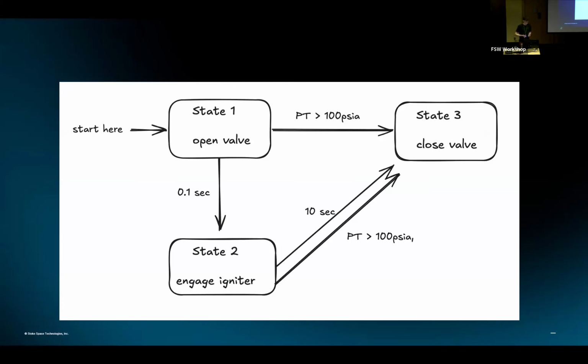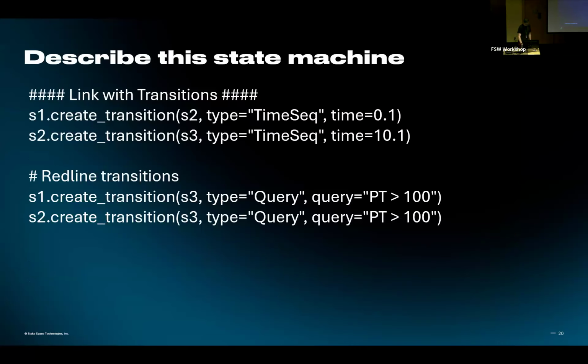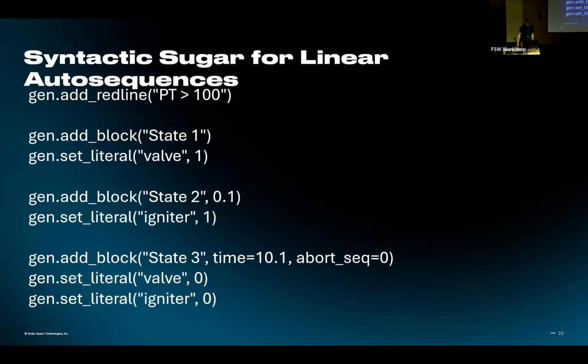But really what the engineers are trying to do here is build a piece of automation that feels linear and then can do some special stuff. So we'll add some syntactic sugar and try and make this a little bit cleaner. We'll start by defining a red line that's going to insert transitions from any non-abort states to the first abort state. We can introduce our transitions in line with the blocks, and we're kind of managing context, so we don't have to use the block variables to talk about them, and we'll know that we're going to apply any of our set action commands to the last block we created.